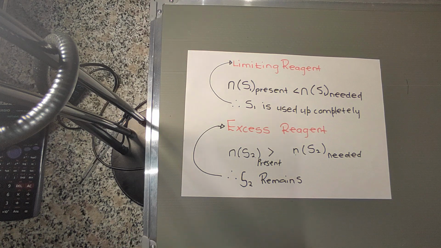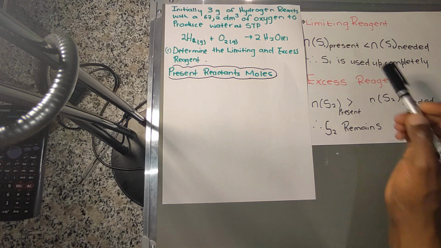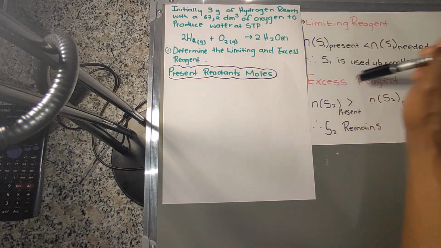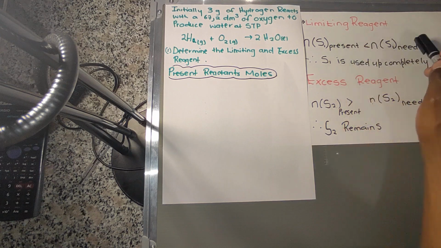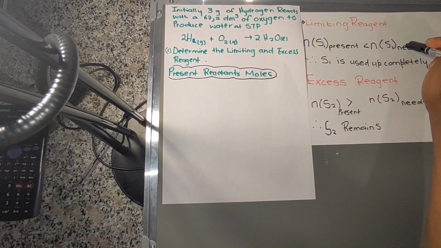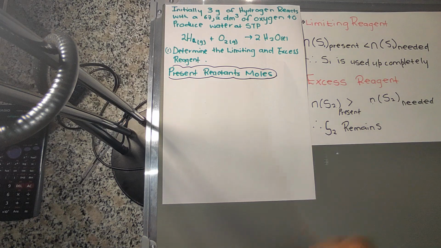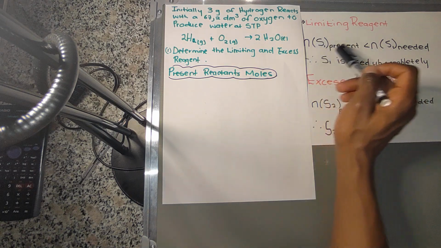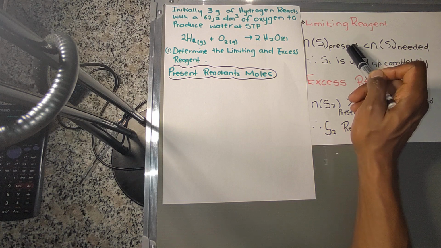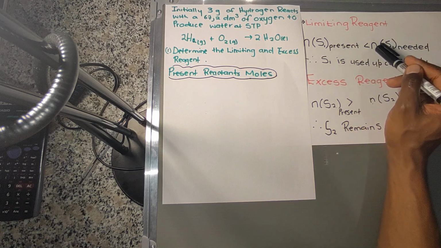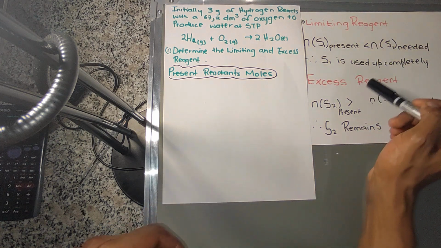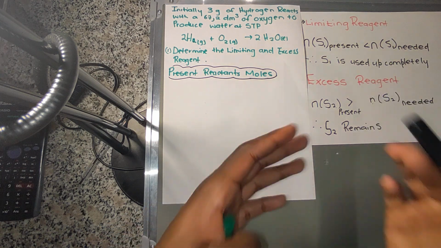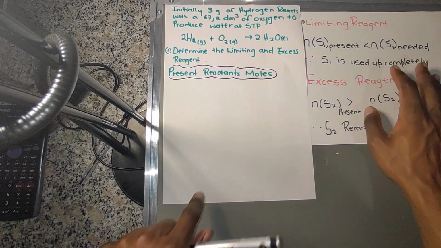Let us try to do a calculation just to explain what we're talking about here. We said to determine the limiting or excess reagent, we always need to compare the present amount of moles and the needed amount of moles. So our calculations should calculate the initial or present number of moles, and also the needed or used number of moles, and then we compare and come to the conclusion of whether we have a limiting reagent or the excess reagent.